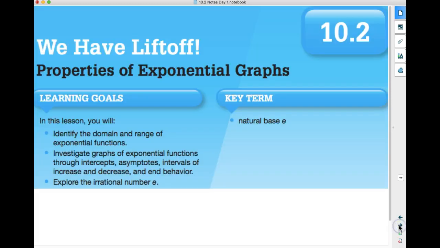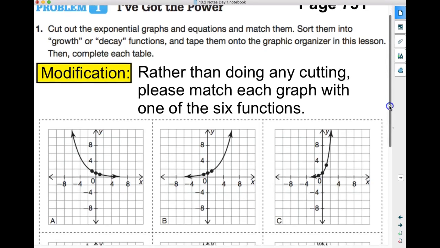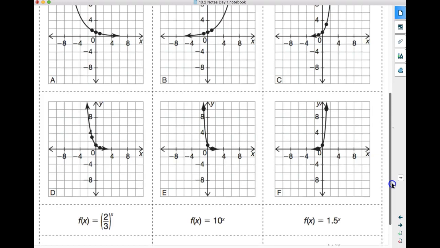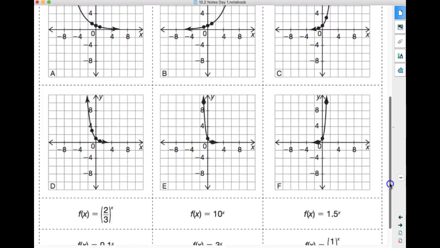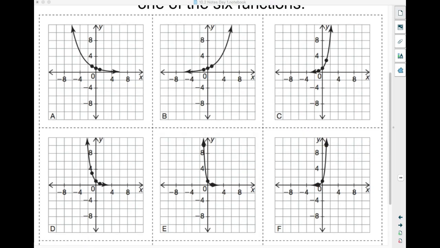Then, next, we're in section 10.2. What we're going to do is we're not going to have you cut these out. On page 751, you should have equations and functions. You're going to match each equation with the graph of the function here, okay? And I'm just going to hit pause. I'm going to give you about 5 minutes to do these. The functions, equations are on the bottom. Just match the equation with the graph. Go at it.